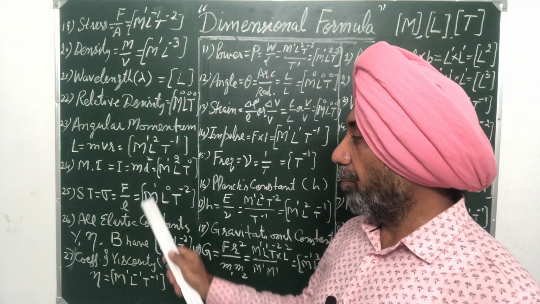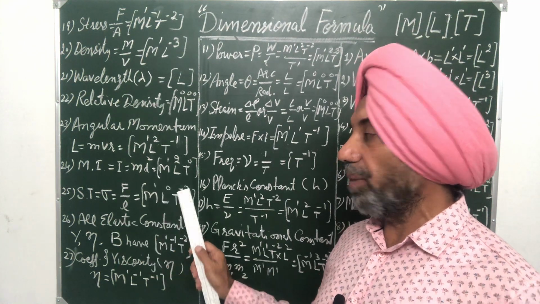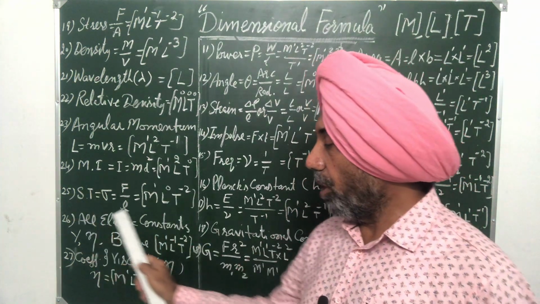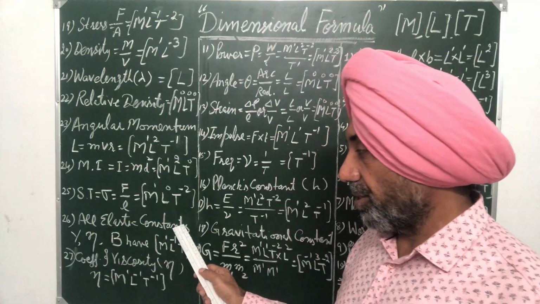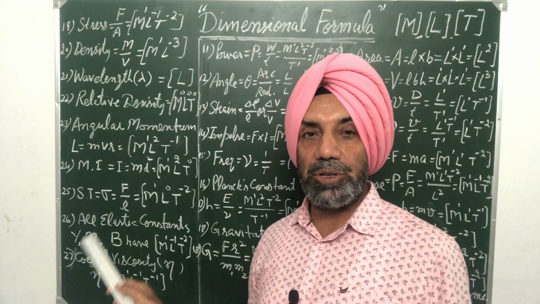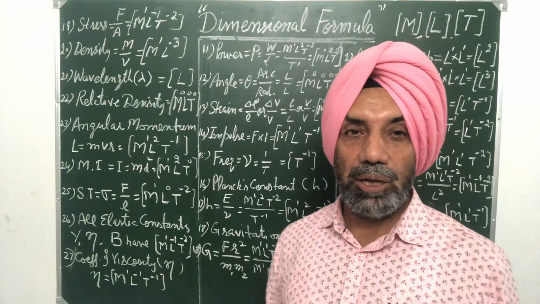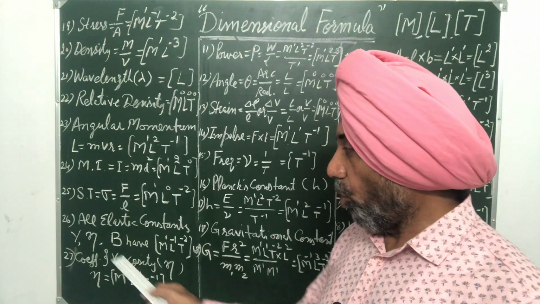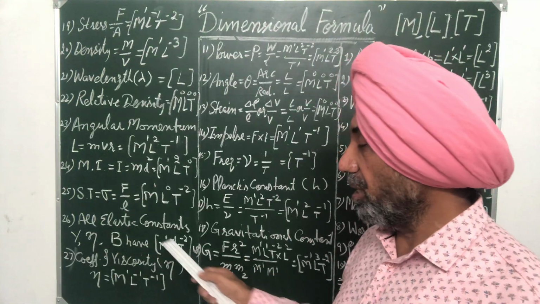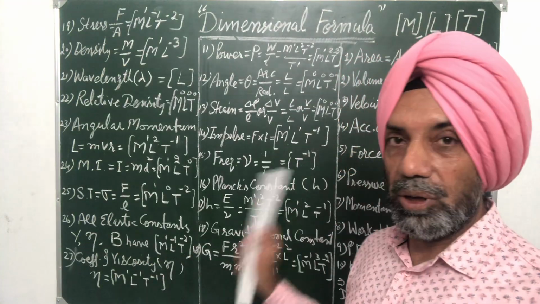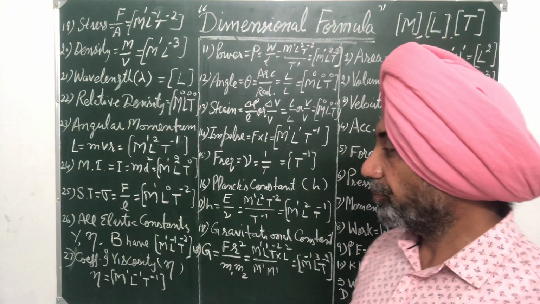So it comes out to be m1 L1 T minus 2 over L1, that will be m1 L0 T minus 2. So we can find the dimensional formula of surface tension. Then all elastic constants that we study in properties of matter, that is Young's modulus, bulk modulus, coefficient of rigidity, all have dimensions of pressure. Because the definition is just similar to pressure, it is m1 L minus 1 T minus 2.